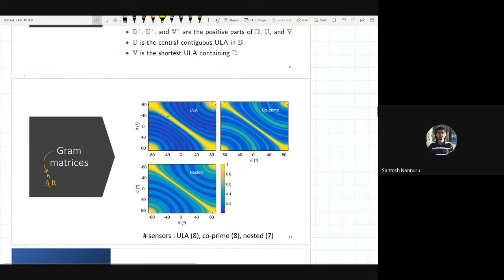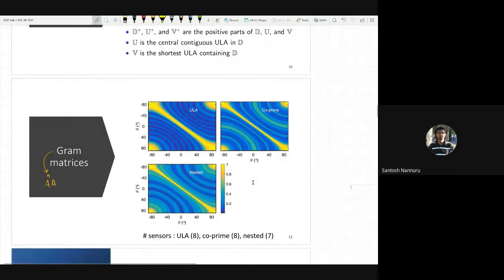This yellow band, if you see, is basically how nearby steering vectors or angles are correlated. So the thinner it is, the better resolution you will have. So nested and coprime, even with the same or fewer sensors, have much better resolution, because this is much sharper than what the ULA can give you. So two advantages. One is that you can find more sources than sensors. Second is that you can find sources with higher accuracy. So you are getting two things by using sparse arrays instead of uniform arrays.